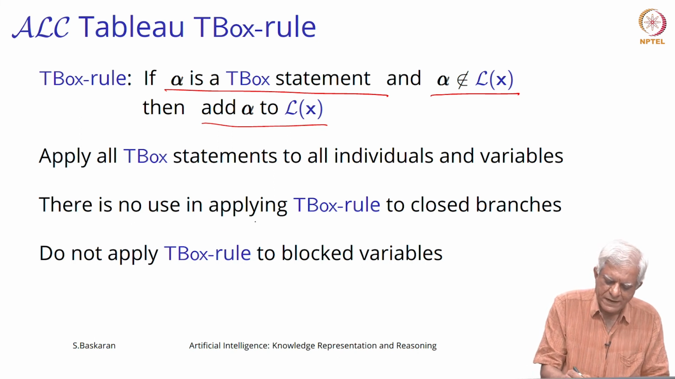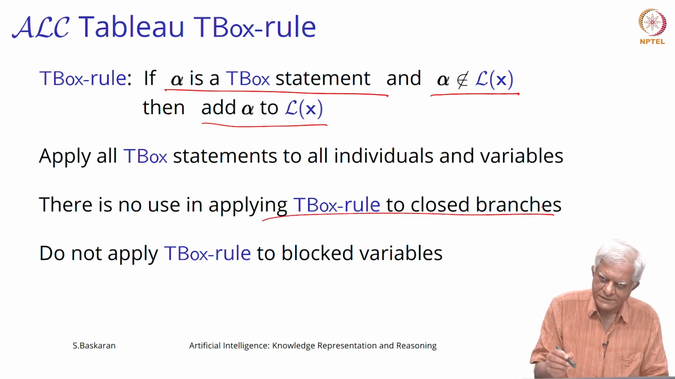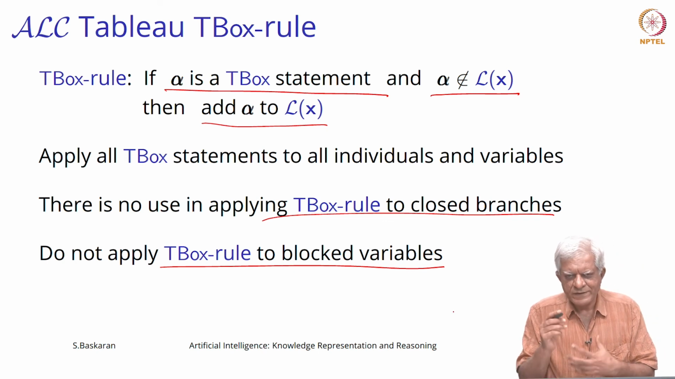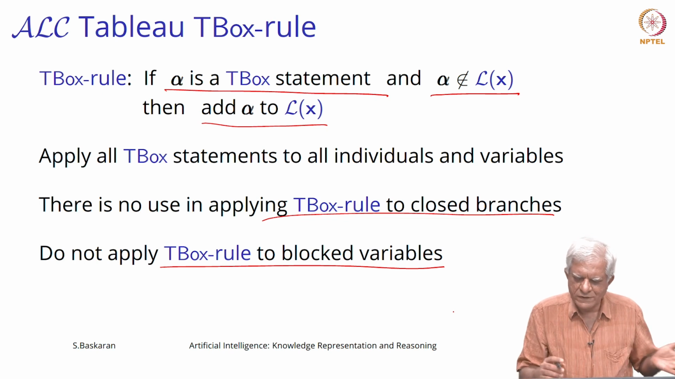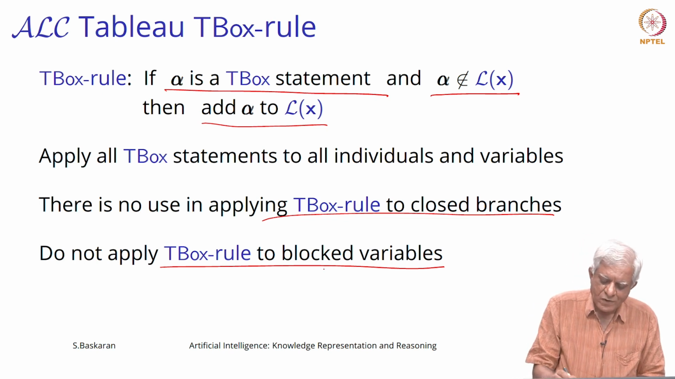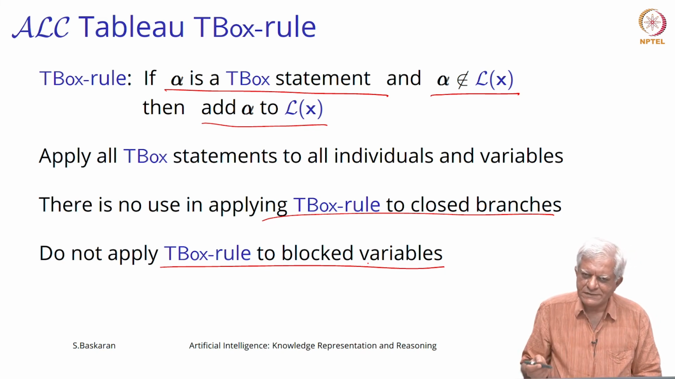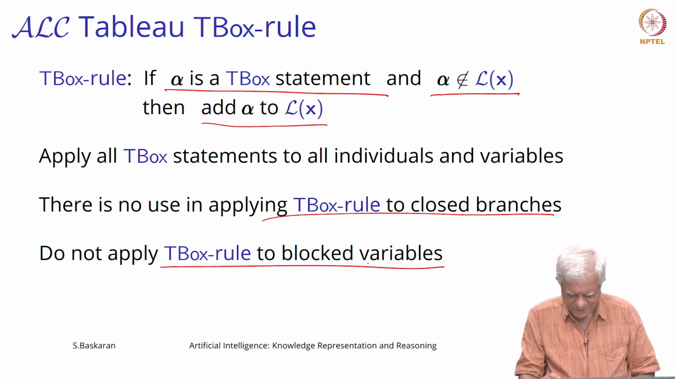We do not apply T box rules to closed branches, we will talk about that in a moment, and we do not apply T box rules to blocked variables. Closed branches are those that are inconsistent, and we do not need to extend them any further. Blocked variables are variables which could potentially go into an infinite branch, and we want to nip that in the bud, as we say.